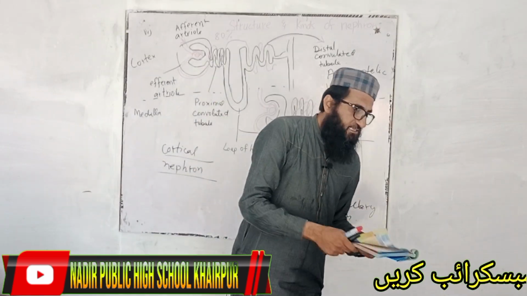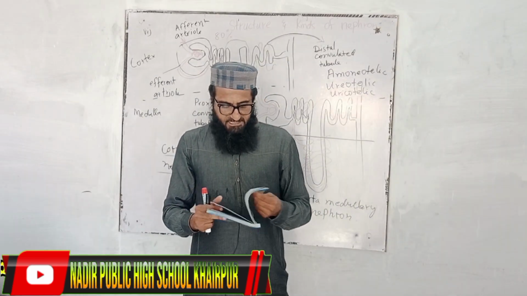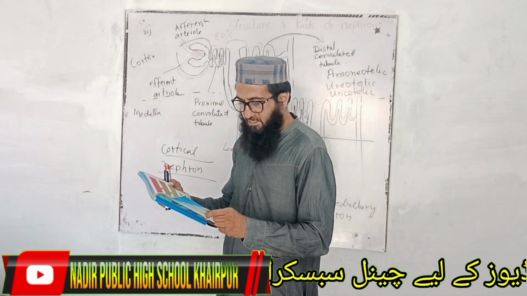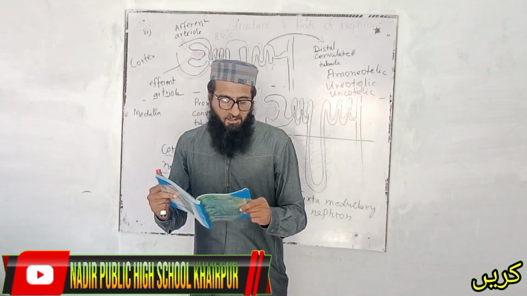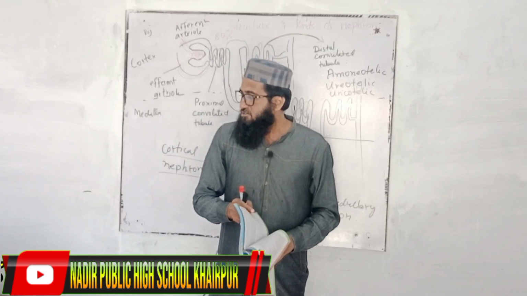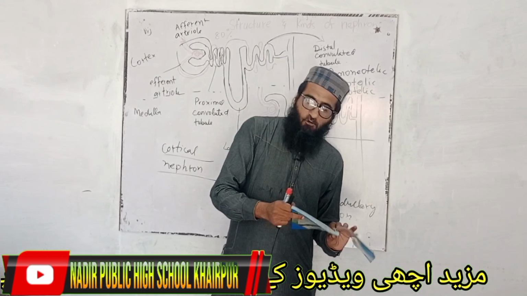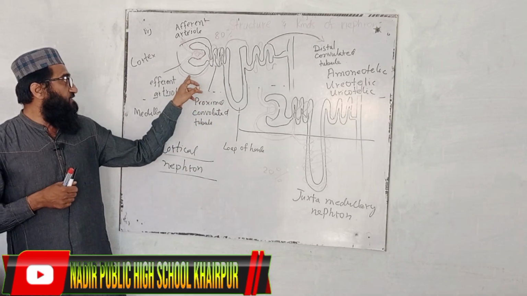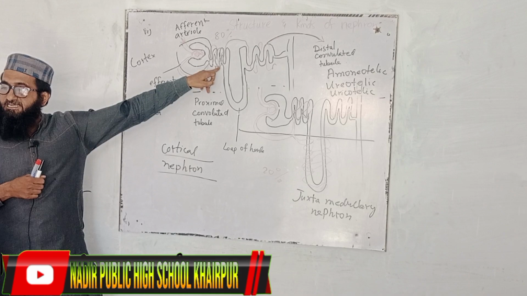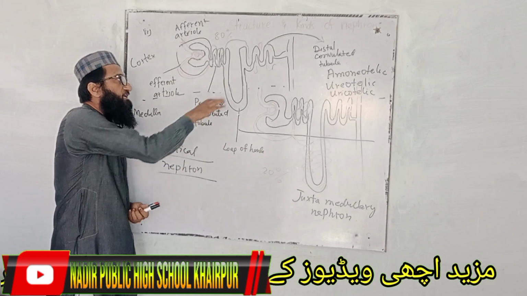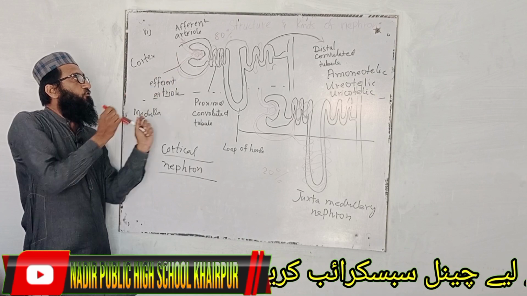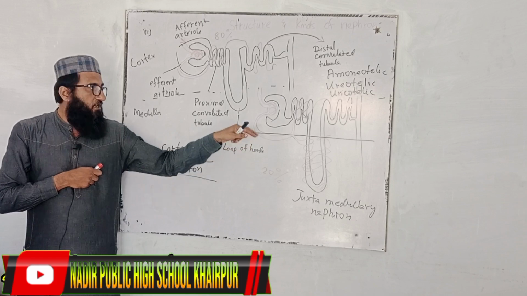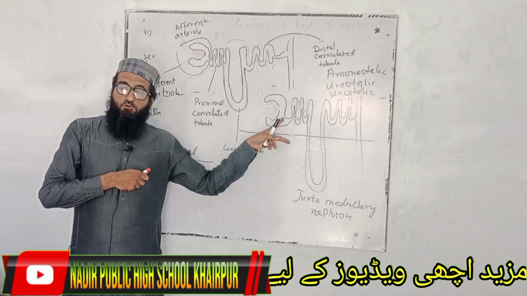There is a mistake in our textbook, so you must correct it on page number 30. There is a diagram of glomerulus. It says filtered blood from glomerulus to body. So filtered blood does not go to body from glomerulus. From glomerulus, efferent arterioles go towards convoluted tubules. So in case of cortical nephron, efferent arterioles go to the convoluted tubules, and in case of juxtamedullary nephron, efferent arterioles divide into two partitions.